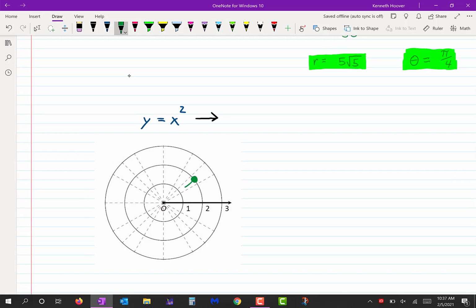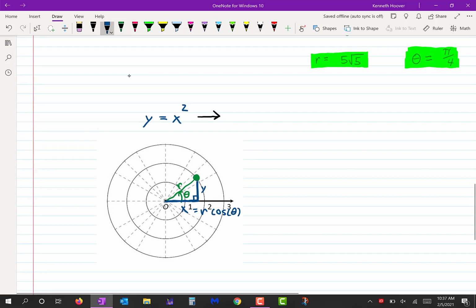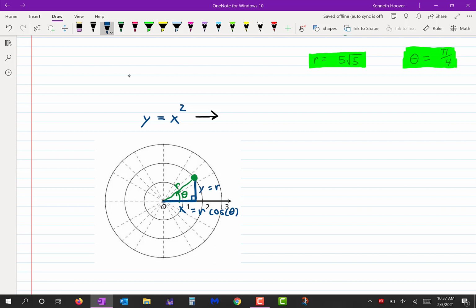So this distance is r. This angle is theta. Let's find x and y. This is actually really easy. You know how to do this. Look at this right triangle. There's x, there's y. Isn't it true that x is r cosine theta and y is r sine theta? You already knew that from trigonometry. Okay, so I'm going to write down those two equations. Those are going to be very helpful.